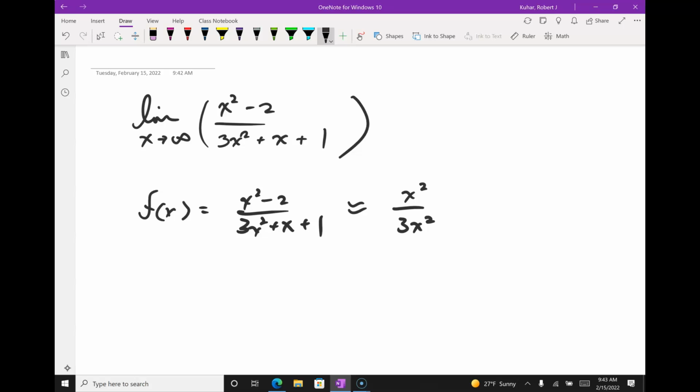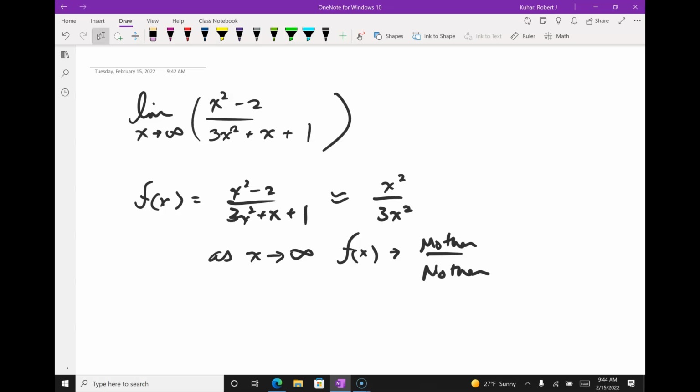If you graph both of these and zoom out to the right, you would not see the difference. You'd see x squared happening. So as x goes to infinity, f of x behaves like mother over mother. Some teachers don't say mother function. I like to say it because it sounds like I'm cursing, but most teachers would say parent function. But again, wait till you see what happens. You're going to become either your father or your mother or both. So clearly this limit is 1/3.